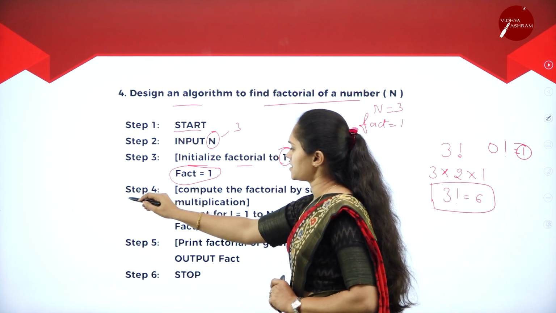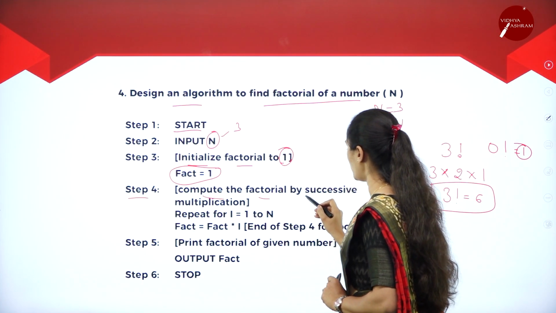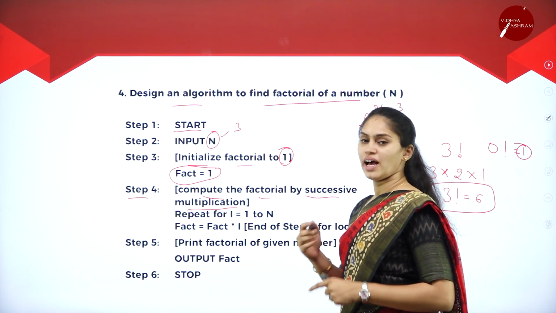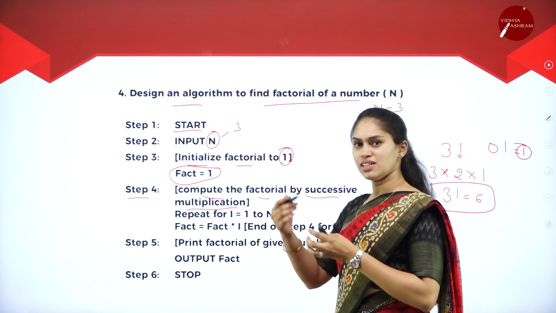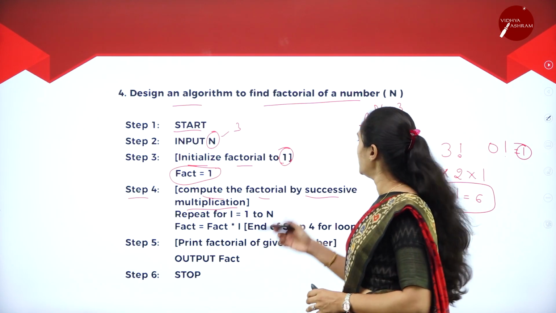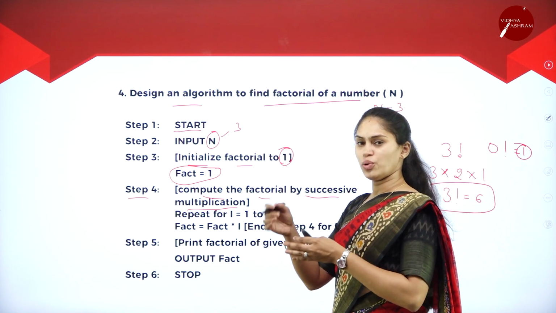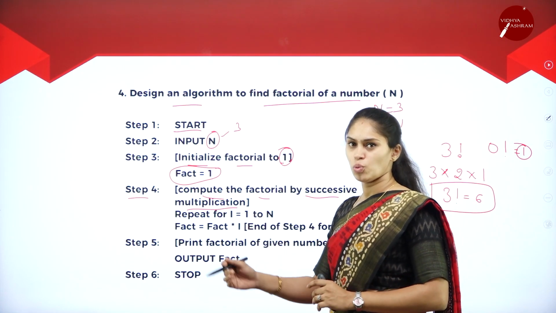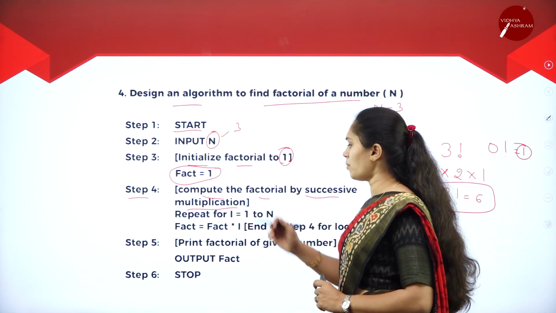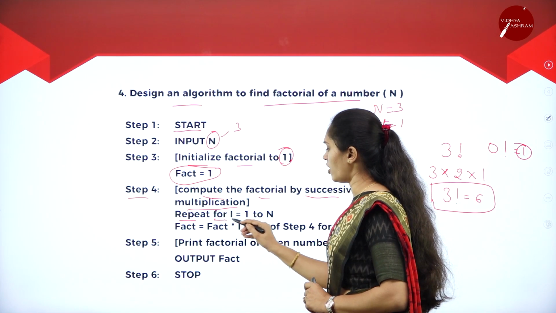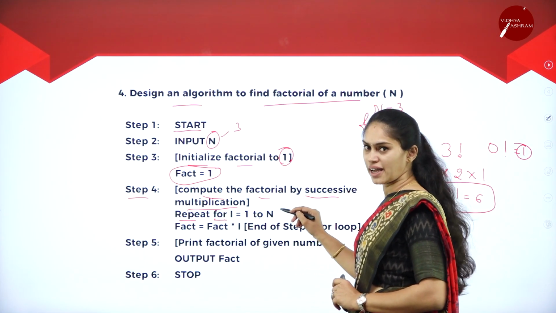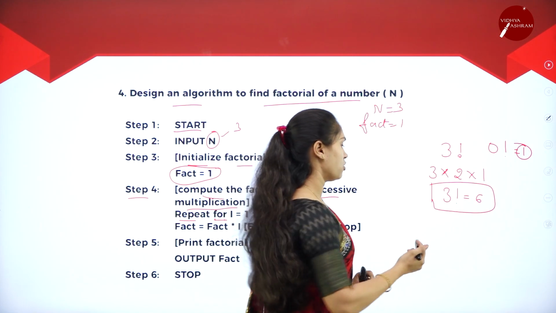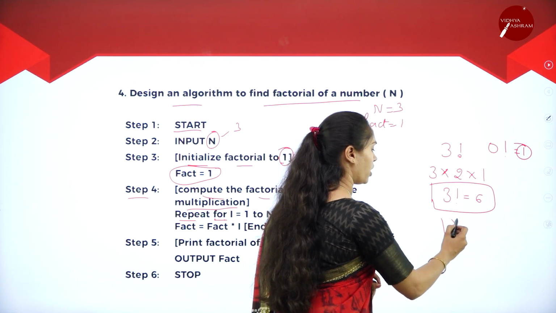Next, step 4: compute the factorial by successive multiplication. Now what am I supposed to do? I need to do the multiplication for the successive numbers. If it is 3, then 3 into 2 into 1. If it is 5, 5 into 4 into 3 into 2 into 1. In that way we have to compute. Then repeat for i equals 1 to n. From which stage do I need to multiply? From 1 to n.